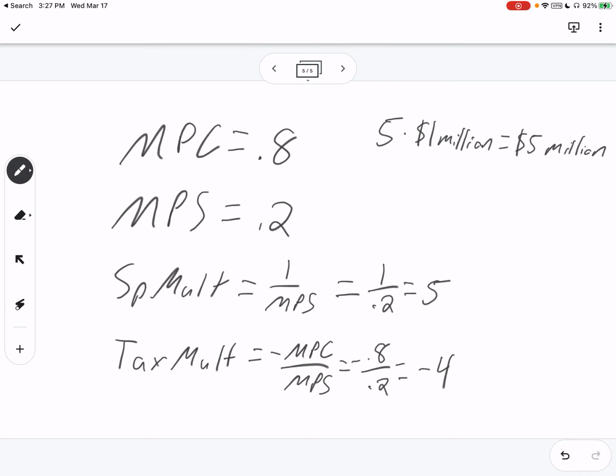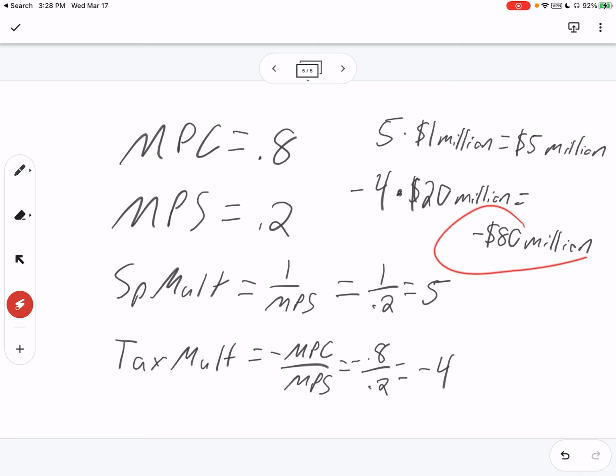Negative 4, that's our tax multiplier, times the change in taxes, which was, what did I say, 20 million? So that would give you negative 80 million. Okay, negative $80 million would be our setup here, right? So overall aggregate demand would decrease by $80 million.